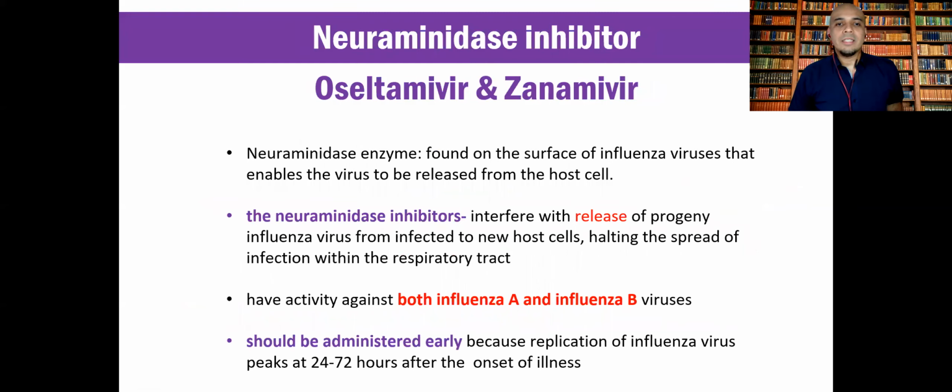The next group of drugs is the neuraminidase inhibitors, such as oseltamivir and zanamivir. The neuraminidase enzyme is usually found on the surface of influenza viruses and enables the virus to be released from the host cell. These neuraminidase inhibitors interfere with the release of progeny influenza virus from the infected cell to a new host cell, halting the spread of the infection within the respiratory tract. This group is effective against both influenza A and influenza B, and they should be administered early because the replication of influenza virus peaks at 24 to 72 hours after the onset of illness.